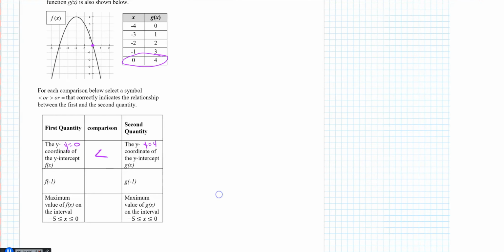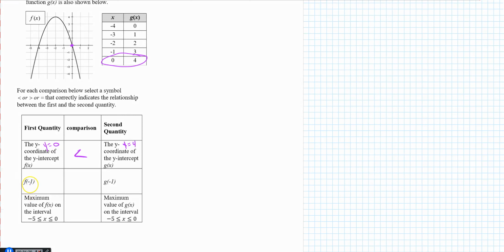For f of -1, well, I can read the graph. At -1, I go up. I see that's at 3. For g of -1, I can see it on my table. It's also 3, so those are equal. And finally, the max of f of x on the interval -5 to 0 and the max of g of x on the interval -5 to 0. So the maximum value from -5 to 0 is going to be right here at the vertex, which is 4.